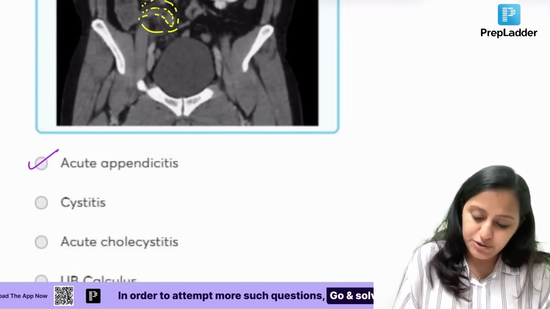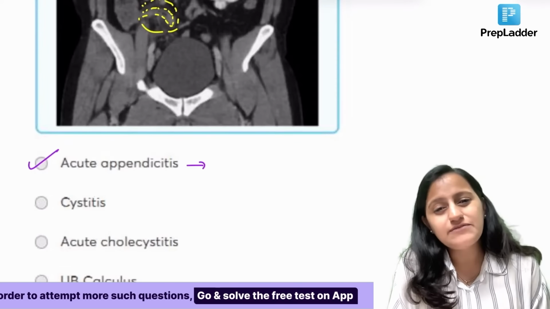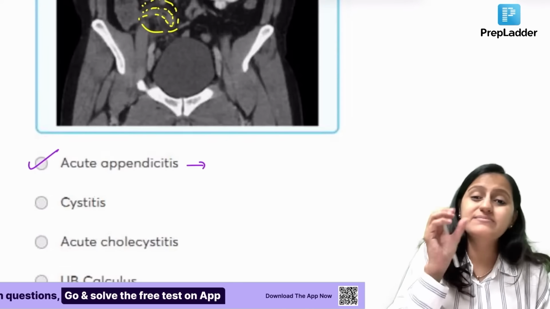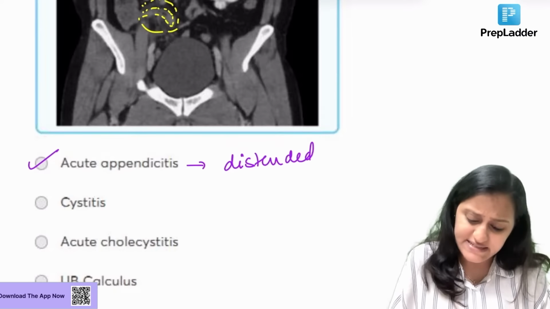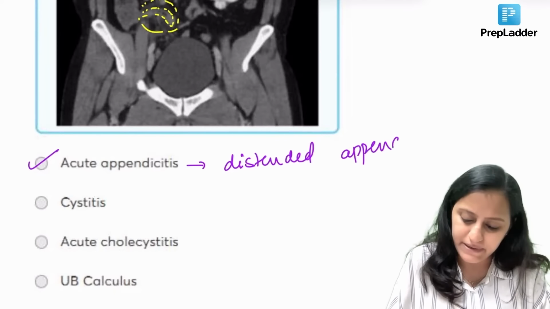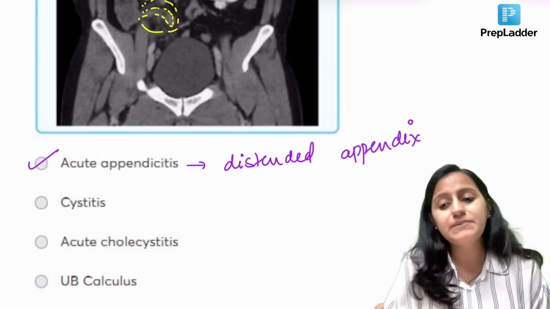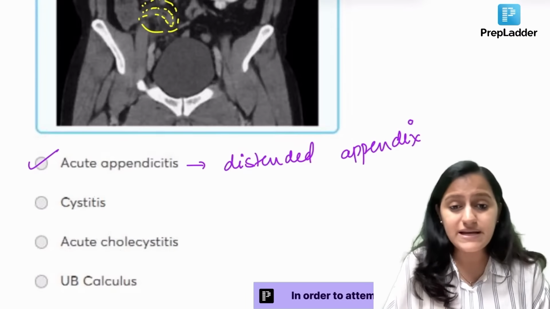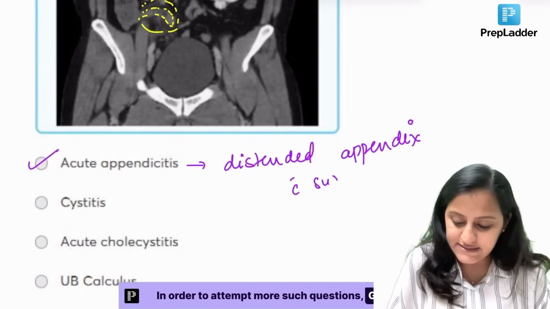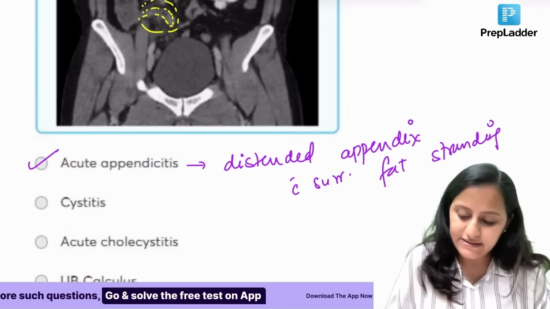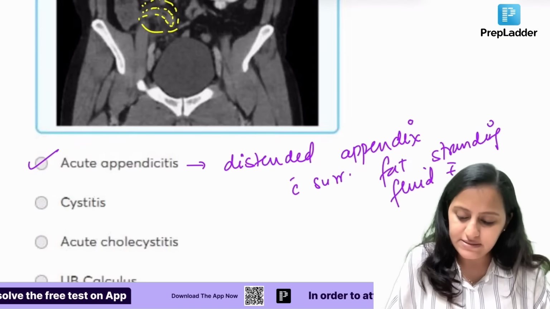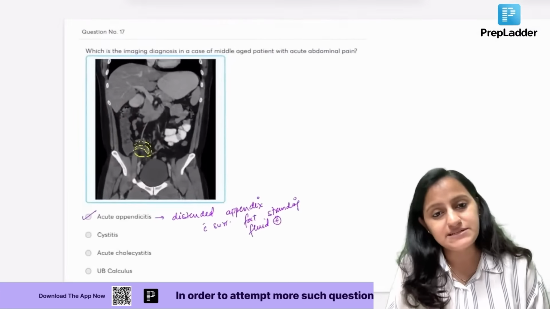What do you see in acute appendicitis? Any organ which is acutely inflamed becomes large in size. So you will see a distended thick-walled appendix. Okay, a dilated appendix, a distended thick-walled appendix. There can be surrounding fat stranding, that is inflammation, and there can be fluid also present. Acute inflammation has fluid also present.